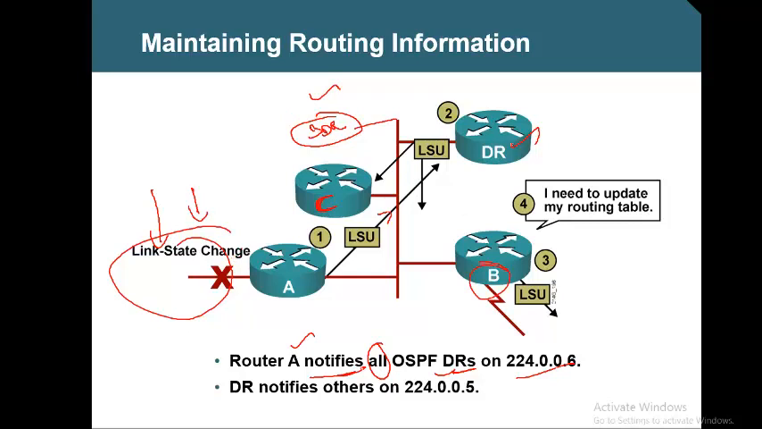Now the DR's job is to give it to others. So there is C, there is B, you may have more also. To send it in an easy way, it uses this multicast address, 224.0.0.5. Anything that is sent to this address will go to every other router. Repeating again, when we say other routers, I mean routers other than DRs. They're all called other routers. So the DR will use 224.0.0.5 to notify others.